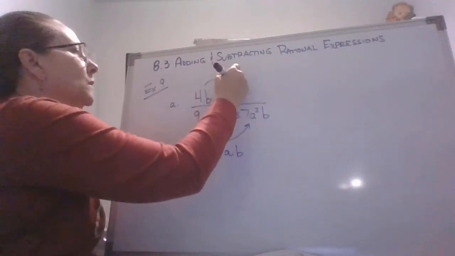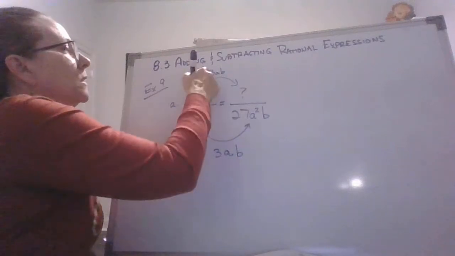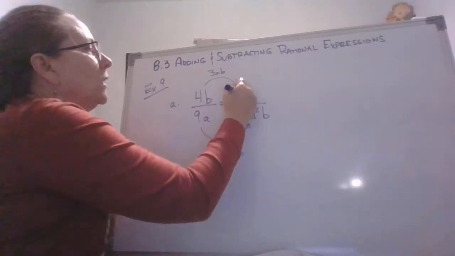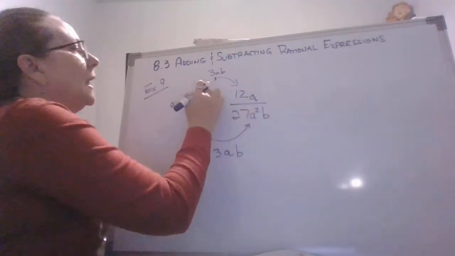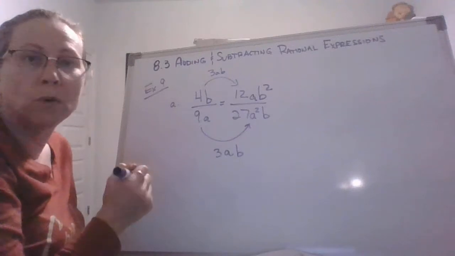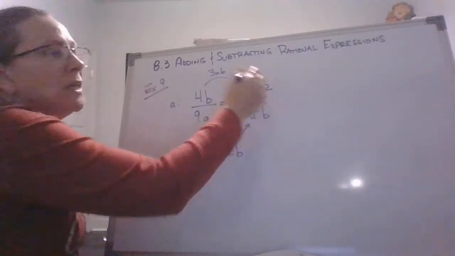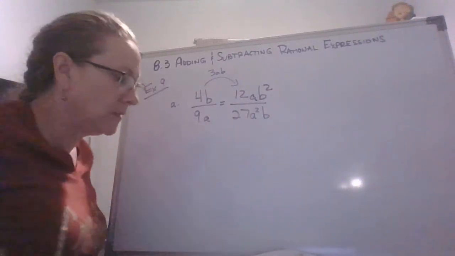Well, that's what we're going to do at the top. We're going to multiply by 3ab. 4 times 3 will give us 12. There is no a, but times a will give us a, and b times b will give us b squared. So our new numerator is 12ab squared. Next.